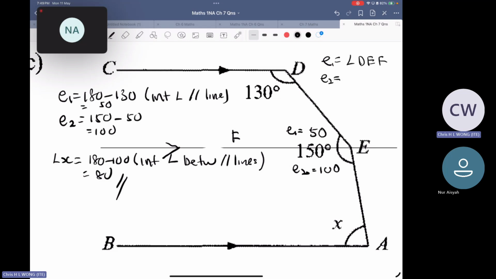E2 is the same as angle AEF, right? But if you name it this way, it is very difficult. So just put E1 here, E1 here, E2 here, easier.